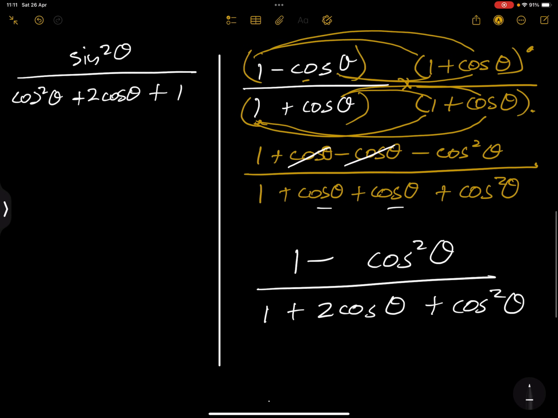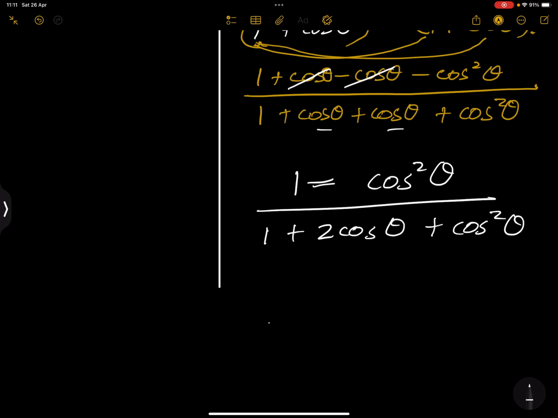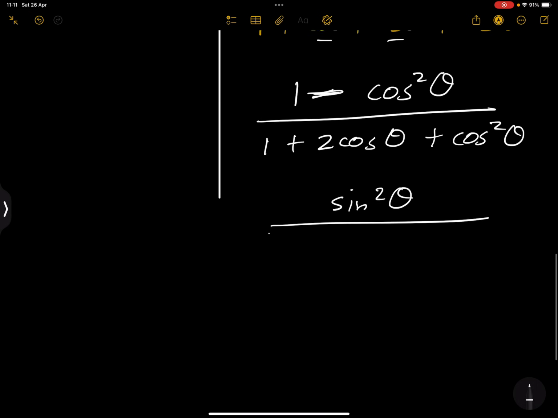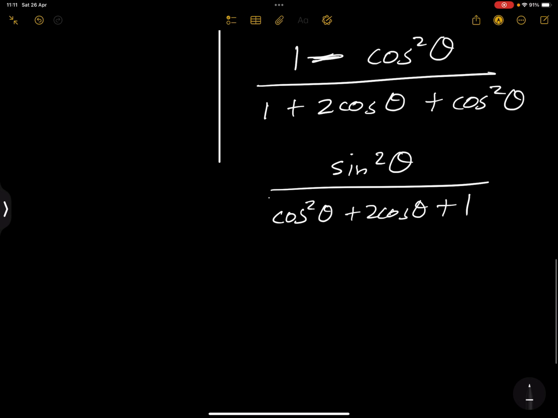And it's exactly what we've got on the left and the right-hand side, except in this case, what we need to do is change that 1 minus cos squared of theta into sine squared of theta. And in this case, we can use the fact that addition is commutative. So cos squared of theta plus 2 cos theta plus 1. In this case, left-hand side is again equal to right-hand side.